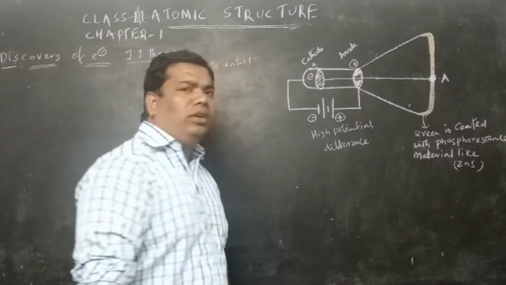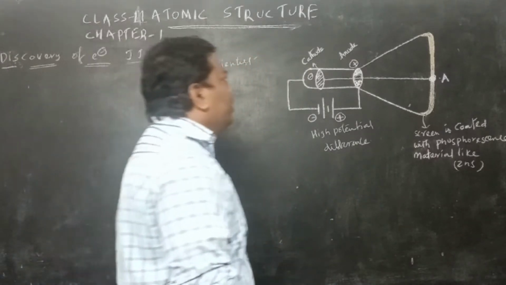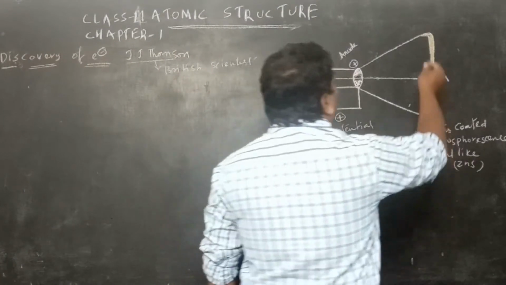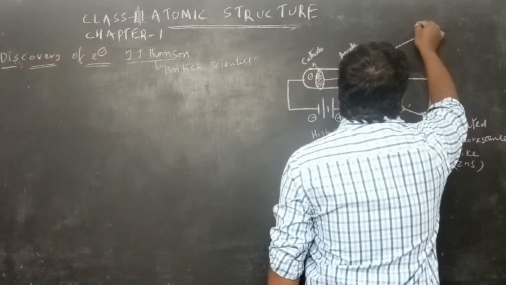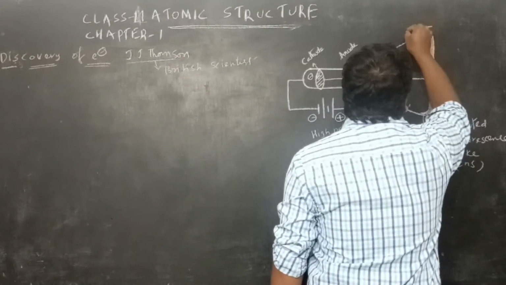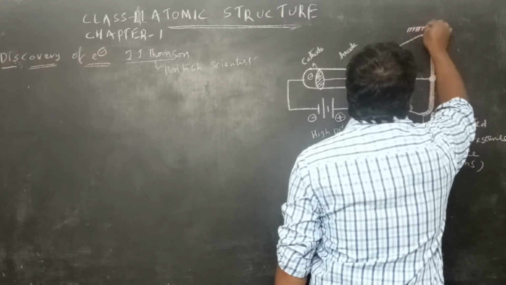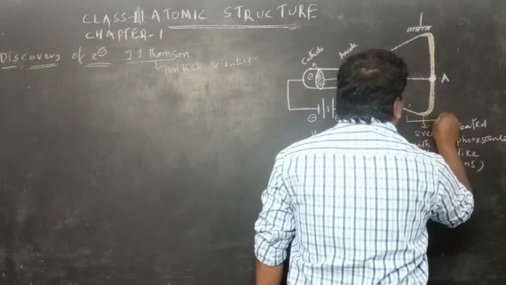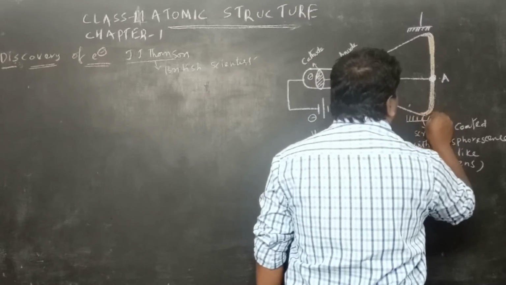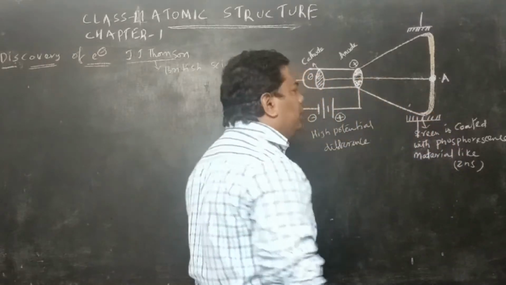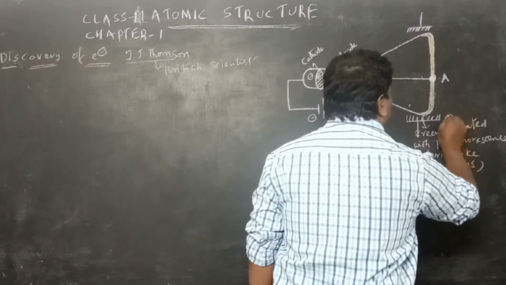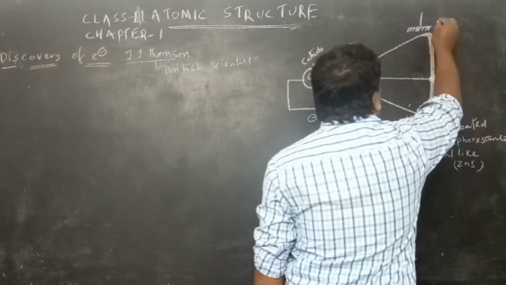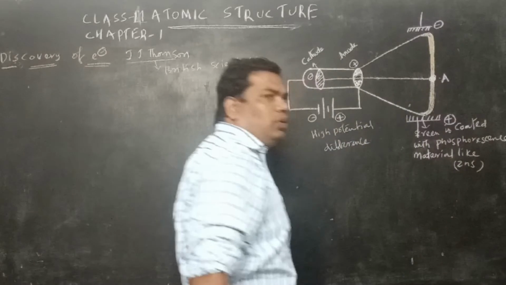After that, what J.J. Thomson did was apply some amount of electric field. He gives the polarity, so let us assume that here this is a positive terminal and this is a negative terminal.